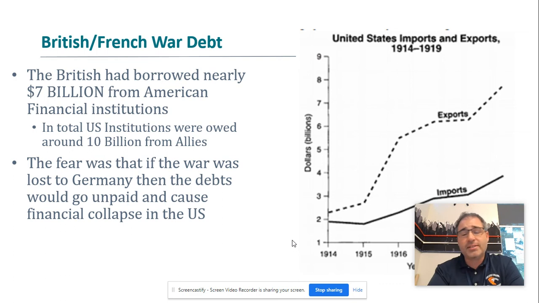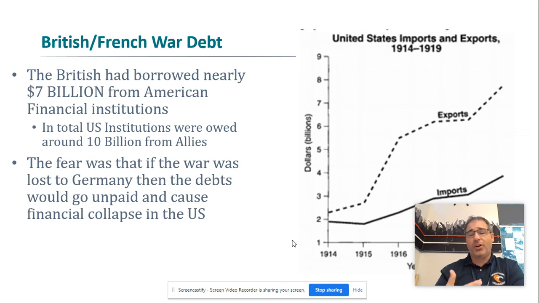Some historians have also argued one of the biggest reasons the Americans entered the war is because of all of these exports. See all those exports? That's all stuff that's being sent to Europe between 1914 and 1917. And Europe didn't have enough money to pay for it all. So they were borrowing money in order to pay for it from American institutions. And the fear was that if Britain lost the war, then they wouldn't be able to pay off their debts, and that would ruin the American economy.